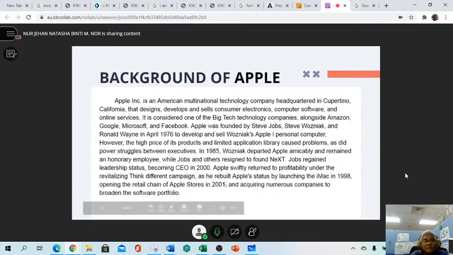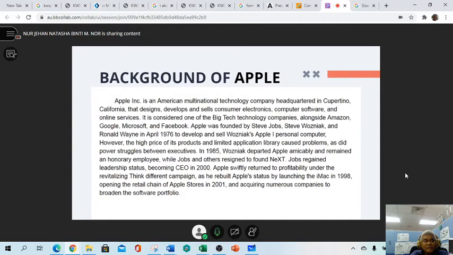Next slide. Okay, next, background of Apple. Apple is an American multinational technology company headquartered in Cupertino, California, that designs and sells consumer electronics, software, and online services. It is considered one of the big technology companies alongside Amazon, Google, Microsoft, and Facebook.